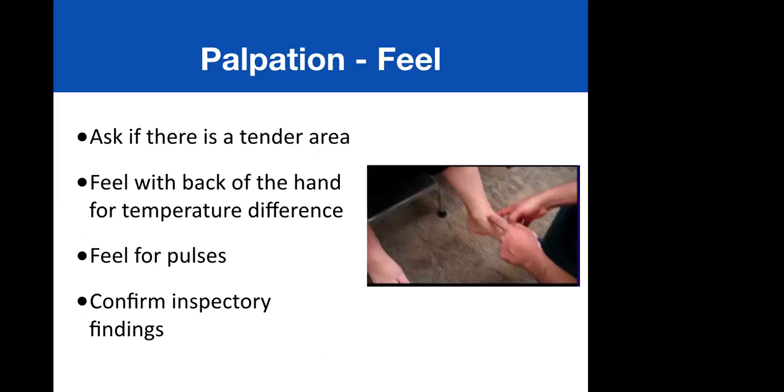Coming to palpation, ask where is the tender area, where is the painful area, and accordingly proceed. Feel with the back of the hand for temperature differences between the 2 feet. Check for pulses. That's another very important thing that we always miss, especially if you're dealing with any diabetic neuroarthropathy where there can be any vascular involvement also. And always confirm your inspectory findings on palpation.